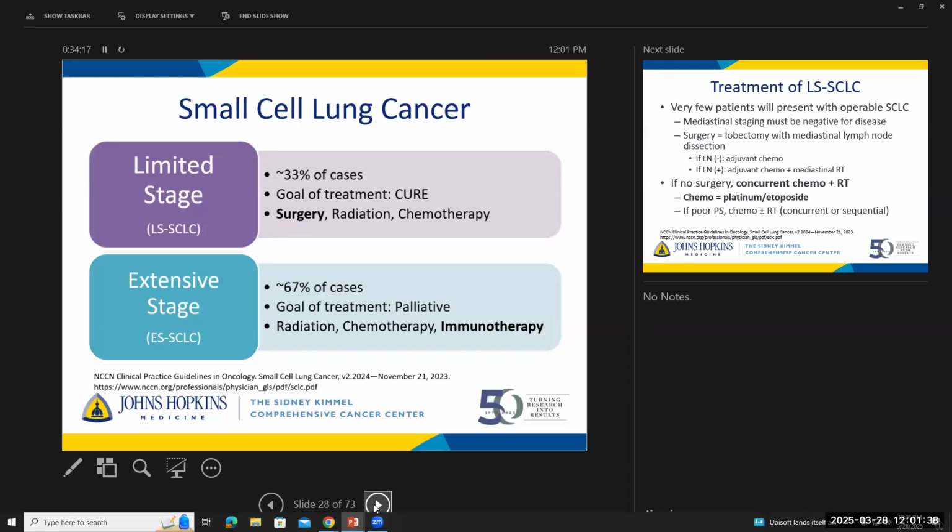In contrast, extensive stage disease, which makes up the majority of our cases, we cannot cure. So our intent of treatment is to palliate them, to relieve suffering, to decrease symptoms from the cancer, and to give them a little bit more time, but they are probably going to die from their cancer. Here, we're not using surgery because there's no point in doing surgery if we can't cure the patient. We're using chemotherapy and radiation, but we might be sequencing them a little differently, and we might only be using radiation for palliative purposes to relieve suffering and symptoms, not so much for curing the cancer. But we do use immunotherapy much more commonly here.